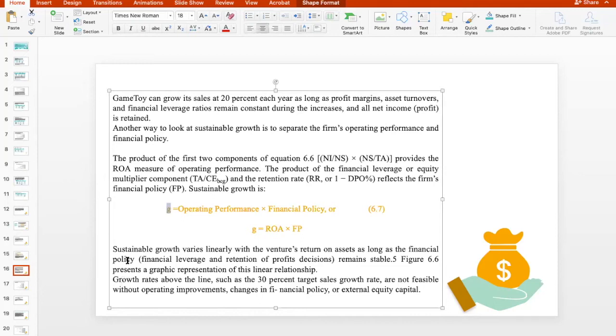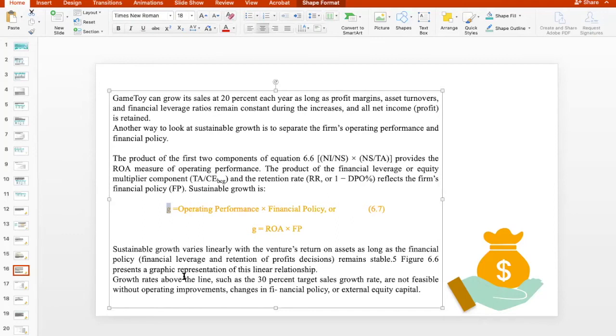So sustainable growth varies linearly with the venture's return on assets as long as the financial policy remains stable. So figure 6.6 presents a graphic representation of this linear relationship. So see it later. So growth rates above the line, see, because we are at 20% right now of growth rate. If we want to go above this line, if we want to grow at 30%, you have to bring improvements to your operating activities or to change your financial policy.